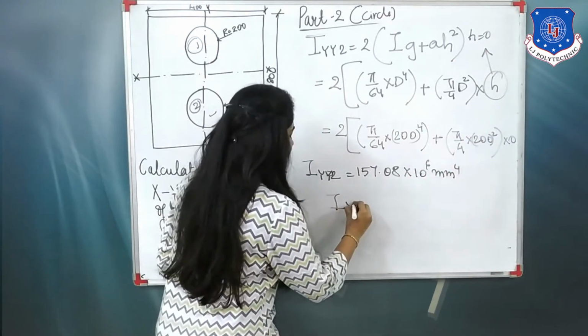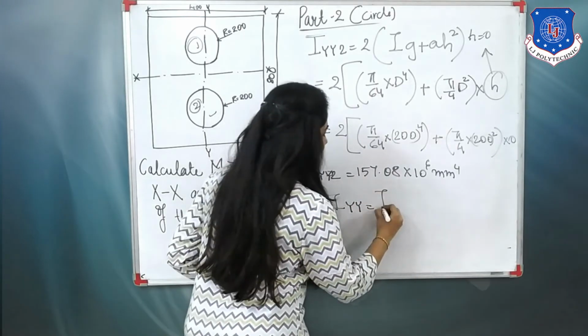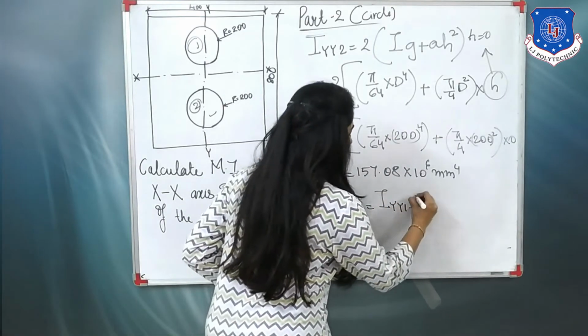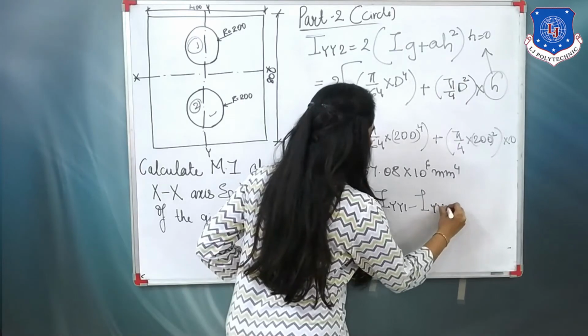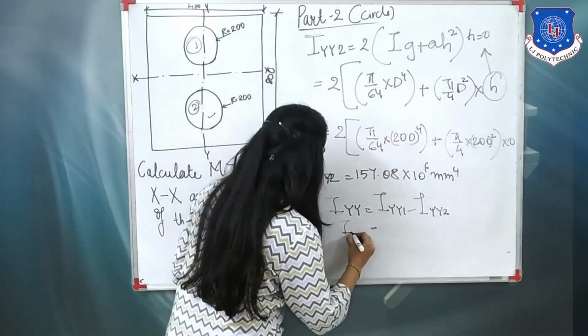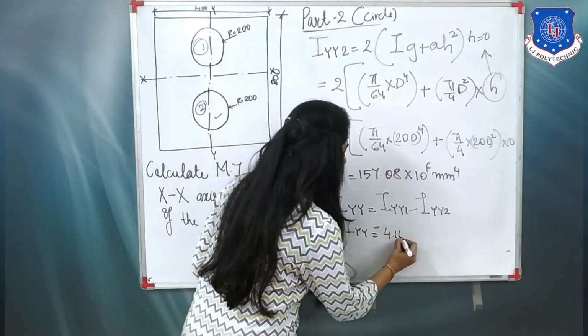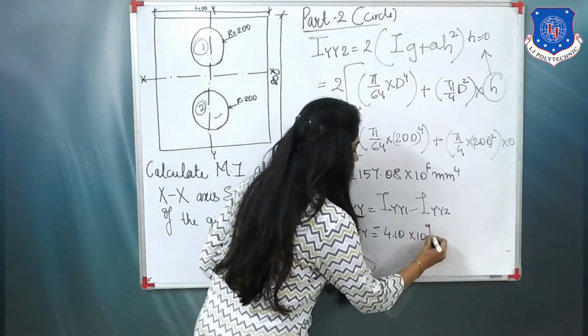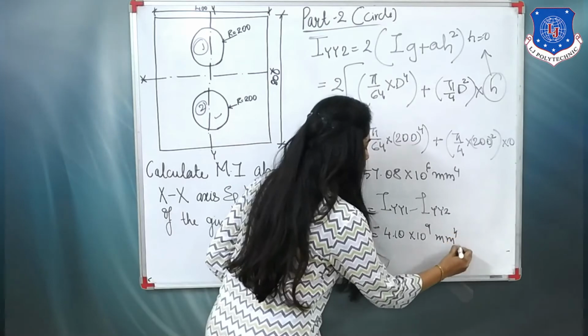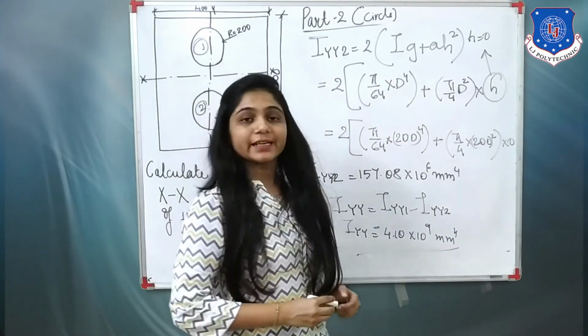And the last step will be Iyy is Iyy1 minus Iyy2. Here I get my answer for Iyy as 4.10 into 10 raised to 9 mm raised to 4, which will be my final answer.